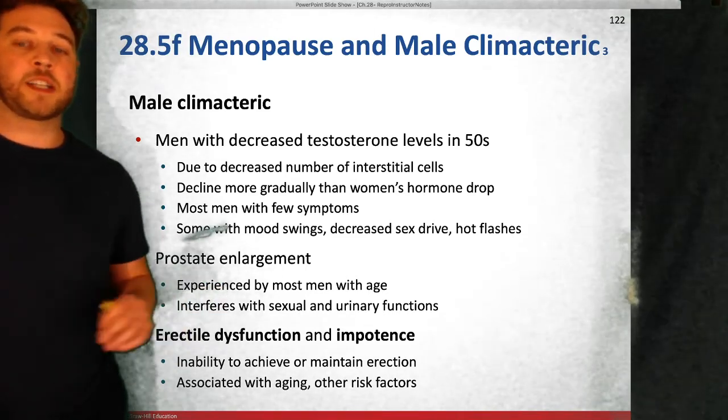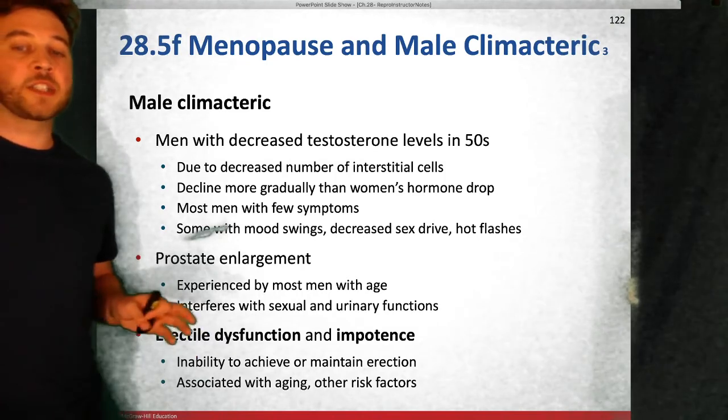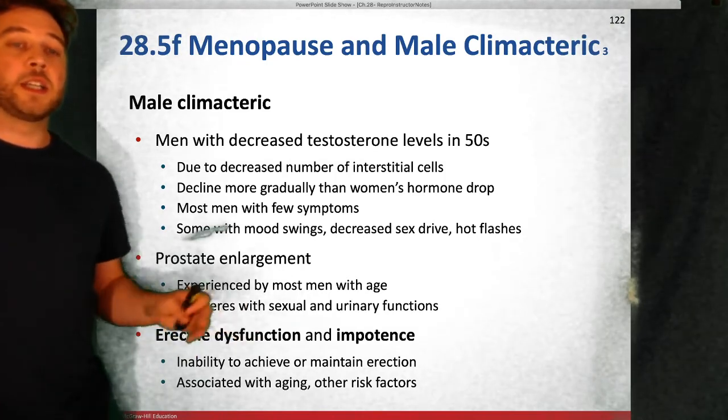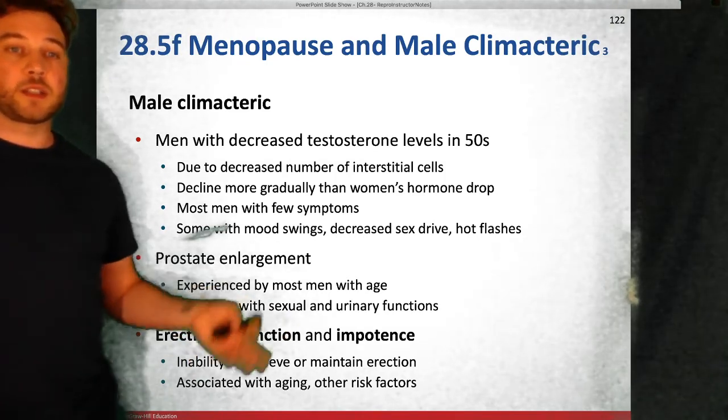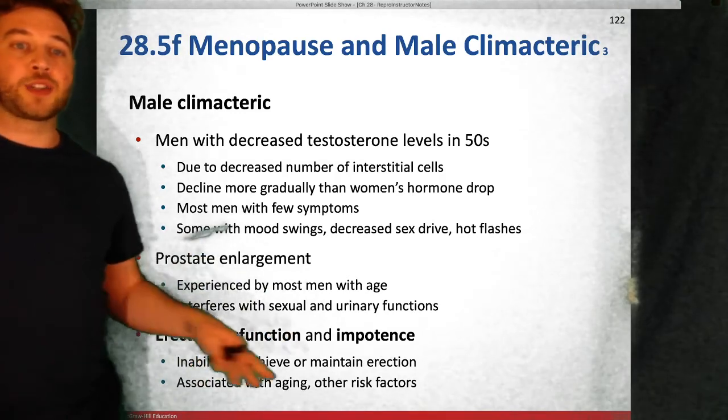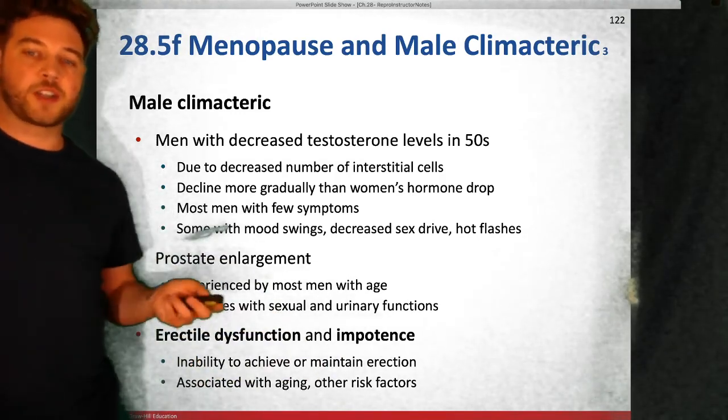Another thing, erectile dysfunction and impotence. Erectile dysfunction is the inability to maintain an erection. Impotence is not being able to get one at all. And associated with aging and other risk factors. All right.